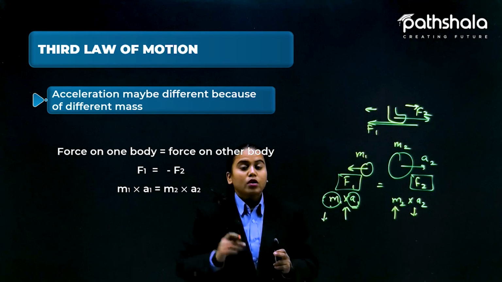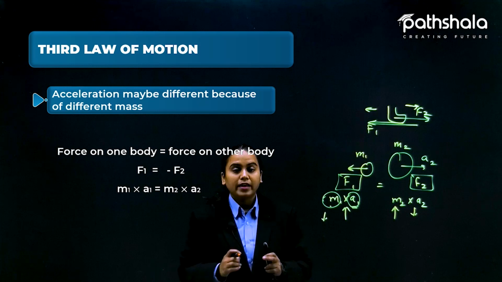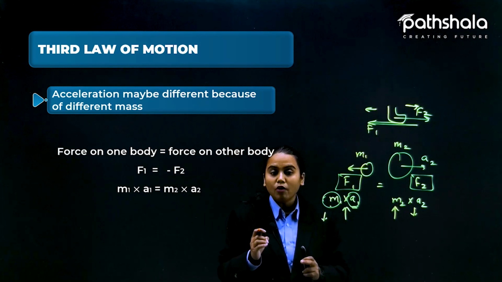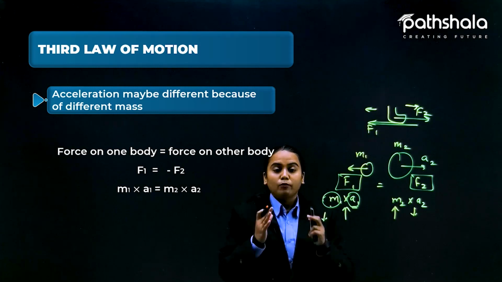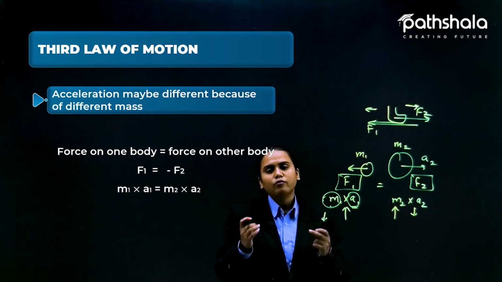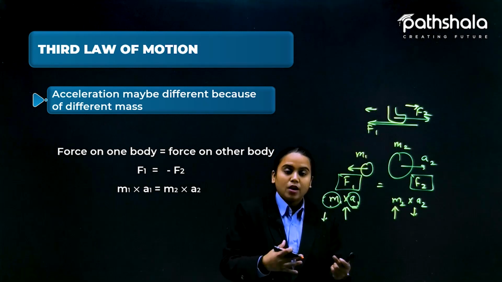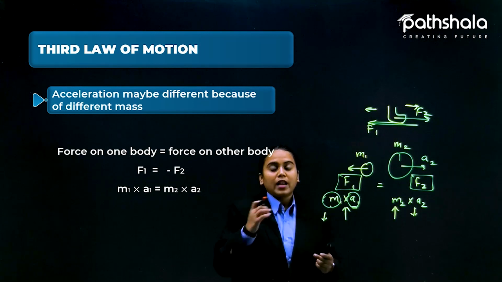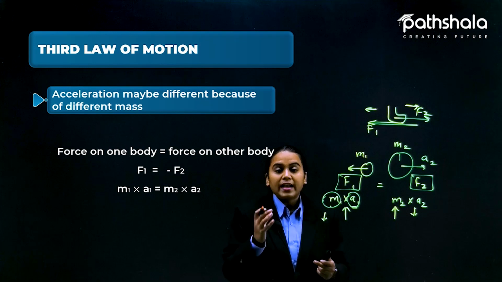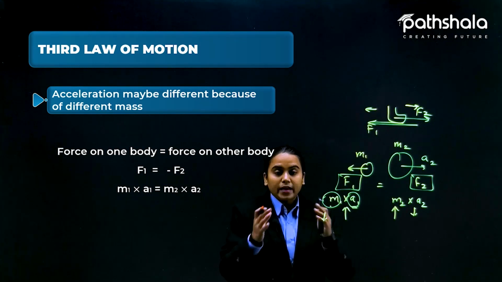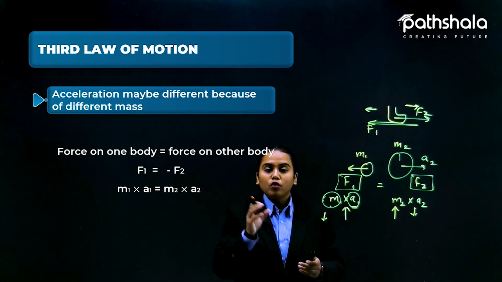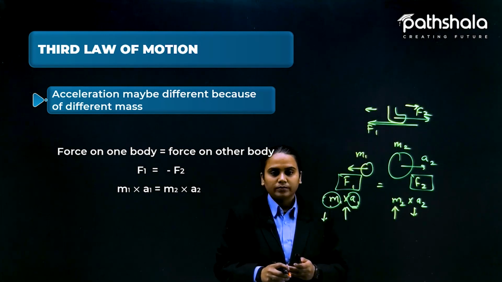So this is how the third law of motion works: if one body has less mass, its acceleration value would be more, and if another body has more mass, its acceleration would automatically be less. Okay, you can understand this like so: it is very easy to throw a small lightweight stone and it is very tough to throw a big rock. So the acceleration value will work according to the mass of an object.